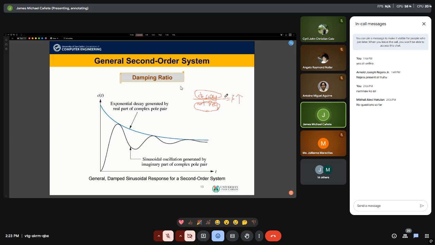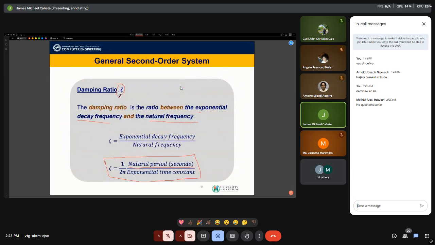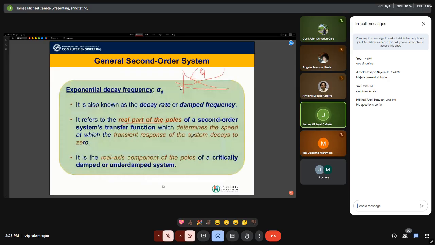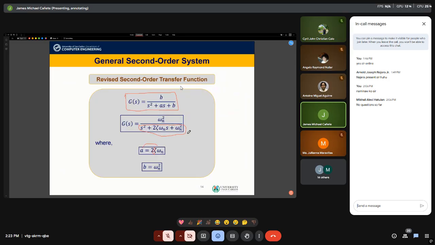Another way to look at this is that zeta is directly proportional to decay, so if zeta is very high, that means the decay happens very fast. So these are some of the conceptual ways to understand this mathematical definition of the damping ratio, the natural frequency, and the exponential decay frequency.